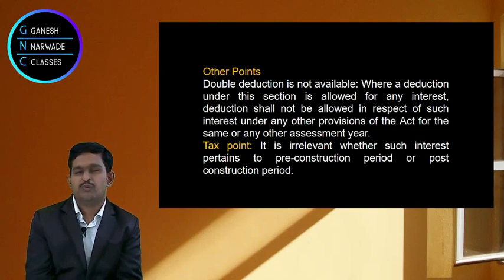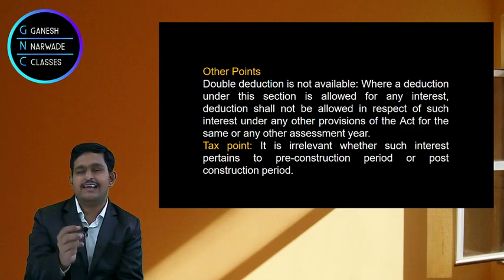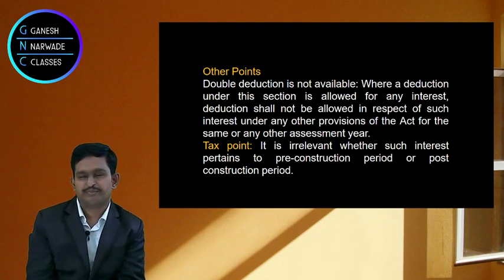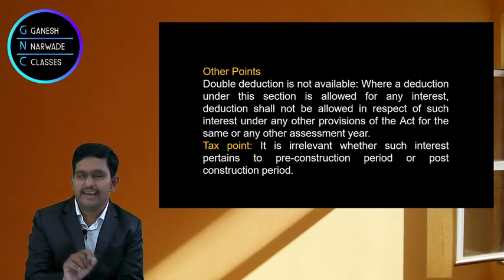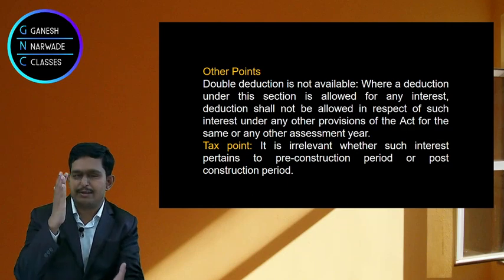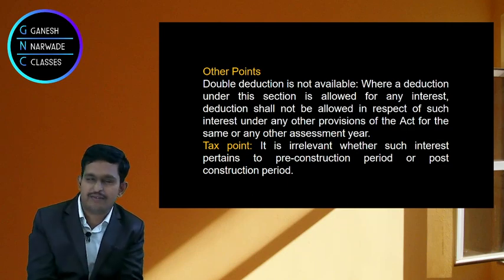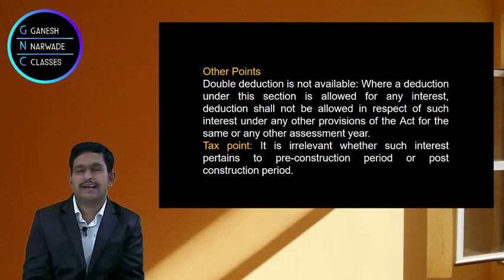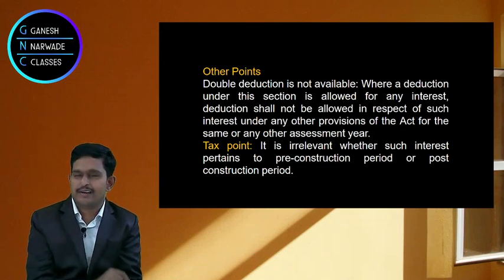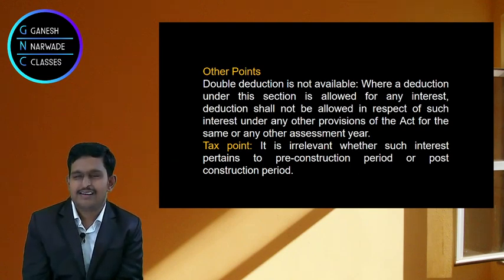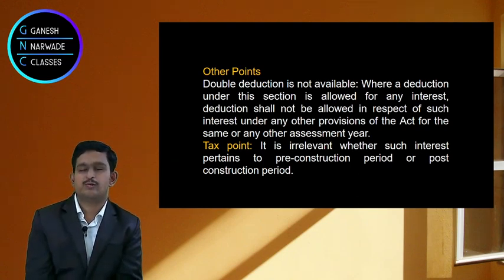Oh, but what are those other sections? Other sections are 80EEA or section 24. So that means if you take benefit of deduction under this section, you should not claim deduction under section 24 or section 80EEA. Okay. Yes, sir. Now we understood.